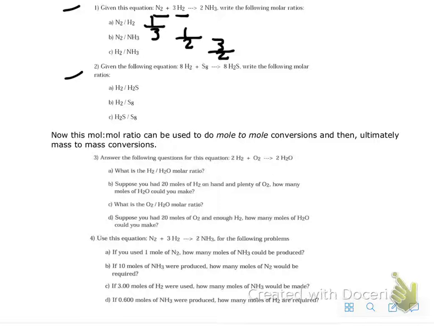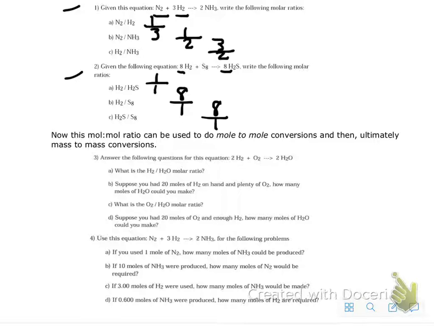Okay, on problem number 2, it's the same idea. It wants the mole-to-mole ratio of hydrogen to dihydrogen sulfide. So hydrogen's coefficient is 8, dihydrogen sulfide's coefficient is also 8. So I could either write 8 over 8, or if I want to reduce it to work with easier numbers, I could write 1 over 1. Hydrogen to sulfur is 8 to 1. And finally, dihydrogen sulfide to sulfur is 8 to 1 as well.